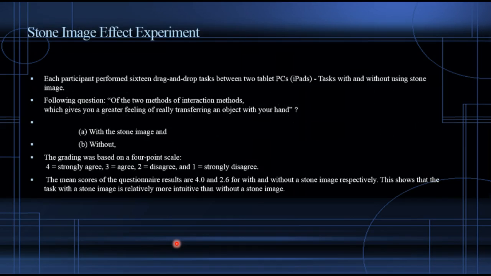The stone image effect experiment. Here each participant was asked to perform a drag and drop operation between two tablets, and each was given a question on how it worked while transferring the object with the stone image and without the image, like the visual feedback that we explained earlier. The grading was 4 for strongly agree and 1 for strongly disagree. The result was 4 with the stone image and 2.6 without it. This showed that the stone image is relatively more intuitive than without a stone image. That was the result of this experiment.